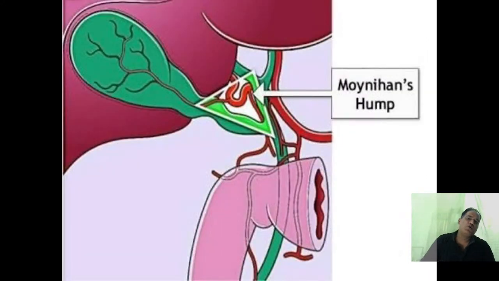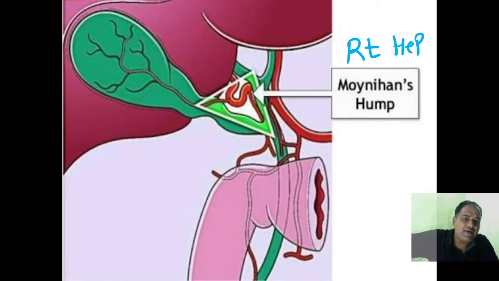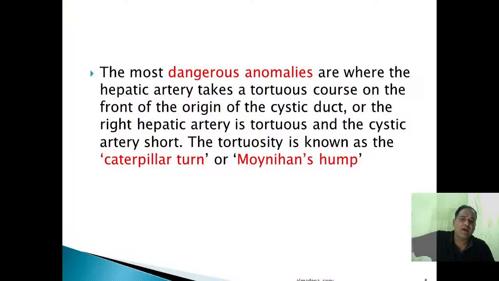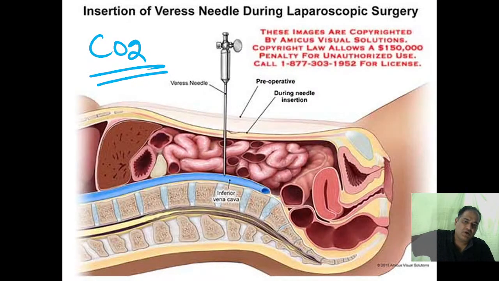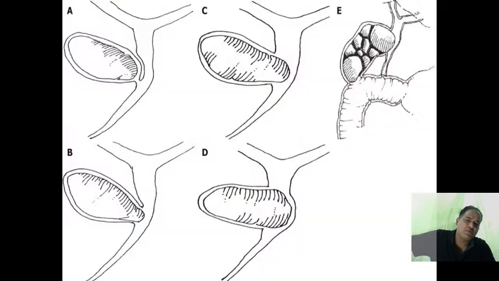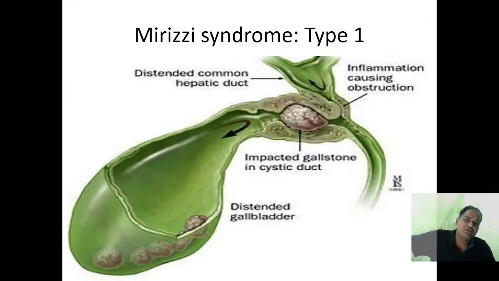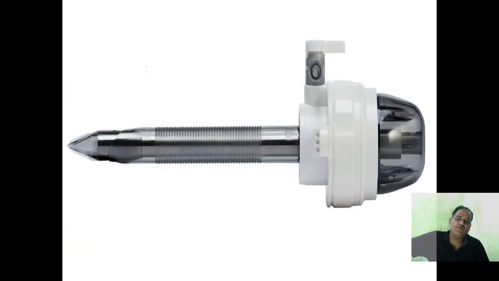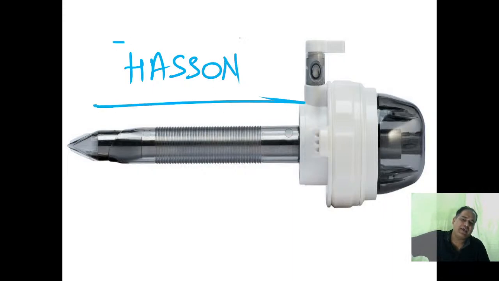Callot triangle. Now, what is Moynihan hump? You get to see dilated right hepatic artery, Moynihan hump, right? This is a common anomaly, and this can cause disastrous consequences, right? Again, one thing they may ask as image-based question, that is Hessen's cannula, right?